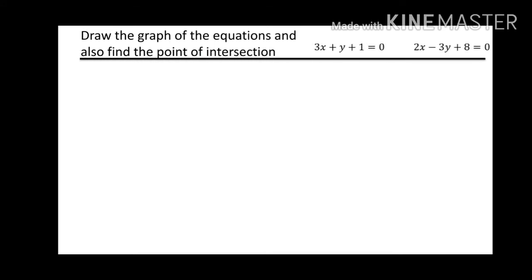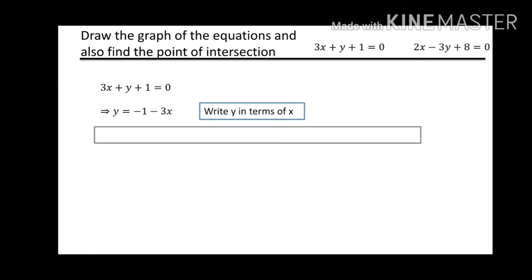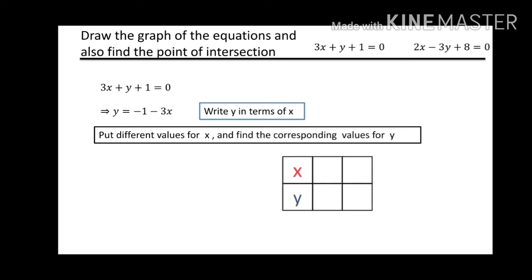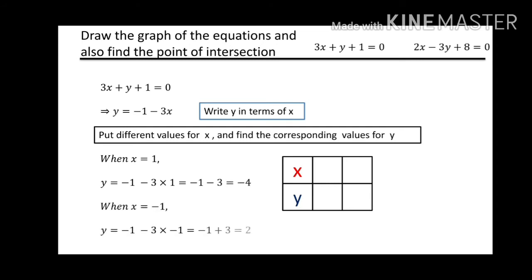Now let's draw the graph of the equations and also find the point of intersection. Now let's see. So we'll take 2 equations. So 3x plus y plus 1 equals to 0, 2x minus 3y plus 8 equals to 0. So already we have done this. The same process we can follow. So we'll write y in terms of x and keep on putting values for x, we will get values for y. So when x equals to 1, y we will get as minus 4, and when x equals to minus 1, y we will get as plus 2 or only 2. So we get the values for x and y. Same way we will continue with the second equation.